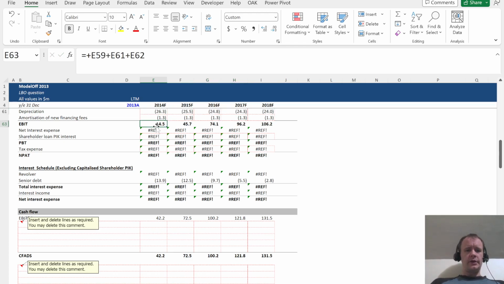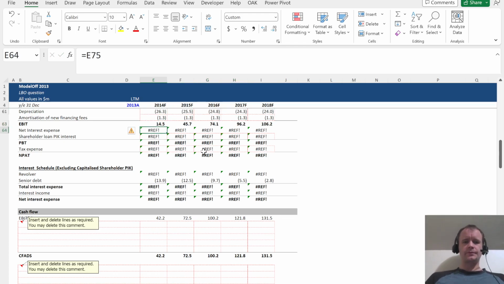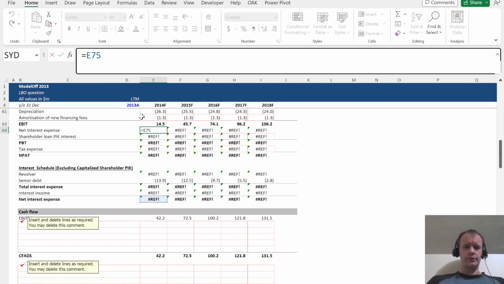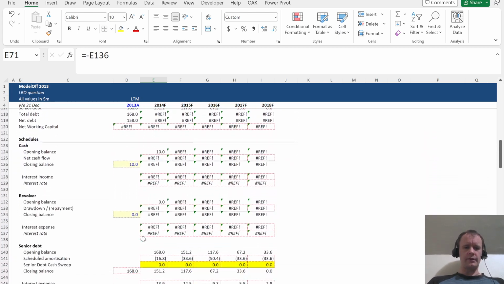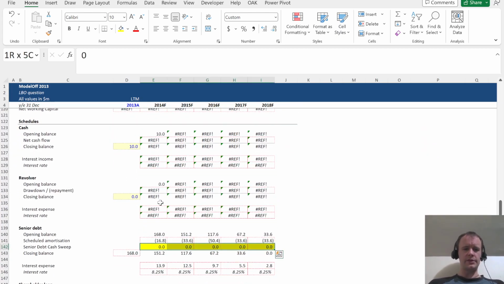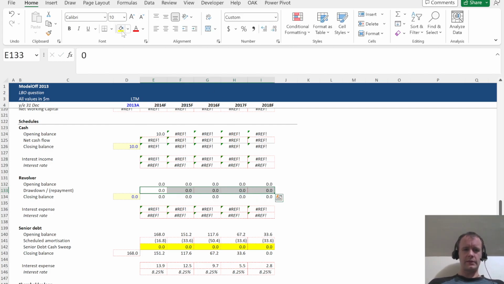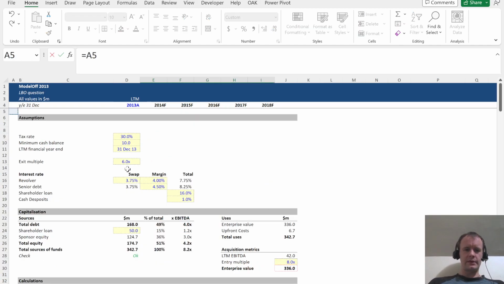Okay, that gets us to our EBIT, then our interest expense. And this is pointing to a schedule here. Fine. Okay. So for now, again, I'm going to do the same thing as I did with the sweep. I want to get rid of some of these ref errors for now. So let's zero those out. Make it yellow.